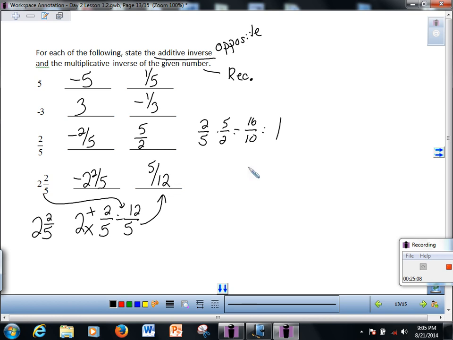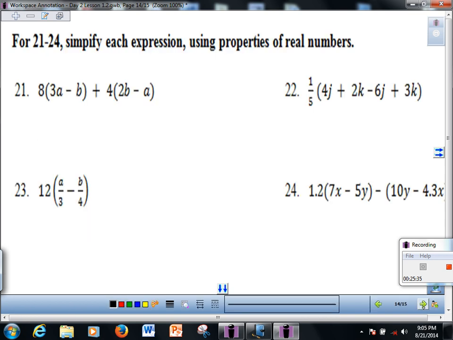Let me do another one real fast. 3 and 3/4. What I'm going to do is 4 times 3 is 12. 12 plus 3 is 15. So that number would be 15/4. The multiplicative inverse of that is 4/15. So there's a couple of those on your homework assignment. And then we're oh so close to done.